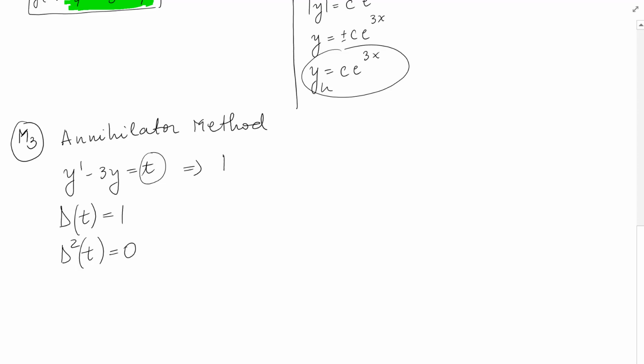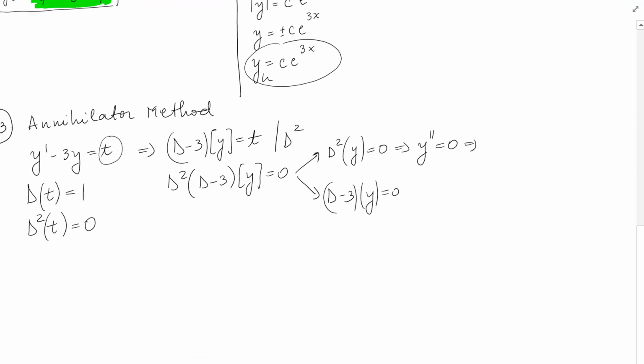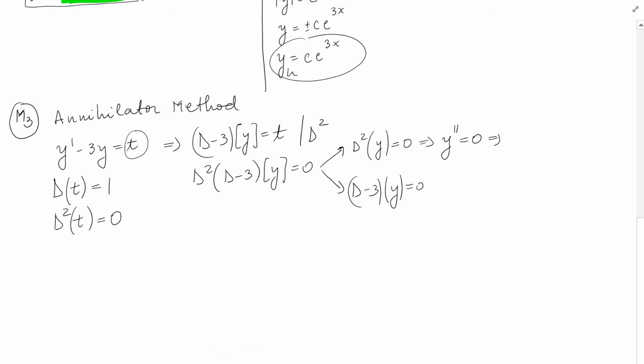Now the left hand side can be written d minus 3 applied to y equals t. If we apply d squared to both sides, we get d squared times d minus 3 applied to y equals 0. So because we have 0, we can separate it into d squared applied to y equals 0 and d minus 3 applied to y equals 0. Now what does d squared applied to y equals 0 mean? It means y double prime equals 0, which we can write as an auxiliary equation, r squared equals 0, or r equals 0, a double solution.